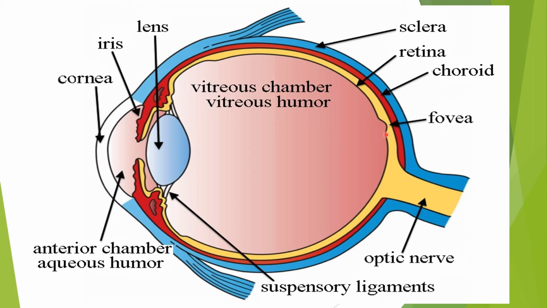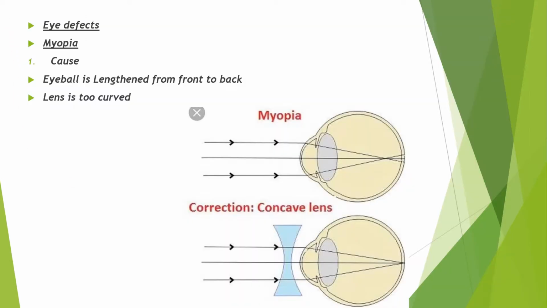Now, these sensory impulses or light impulses are converted to nervous impulses and are carried by the optic nerve to the occipital lobe of the brain, which is responsible for vision. So now that you have studied the detailed structure of the eye, let us know about a few of the common eye defects.